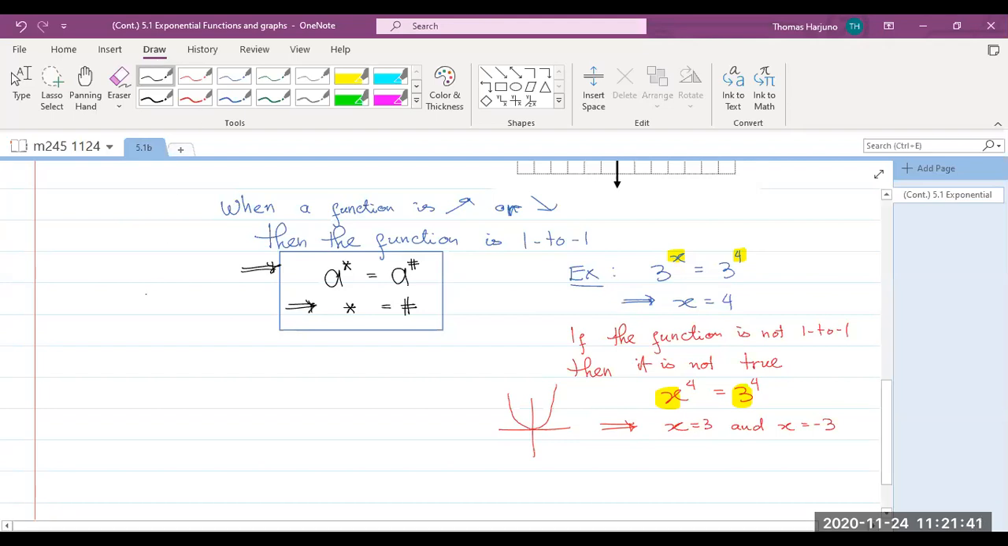Now, using that property, we can solve problems like the ones we see between number 51 to number 57. Let's say, for example, I do number 52. Solve 2 to the x minus 3 equals 16. Rewrite that 16 into a number with base 2. That's 2 to the 4th. Then by one-to-oneness, x minus 3 equals 4, so x equals 7.